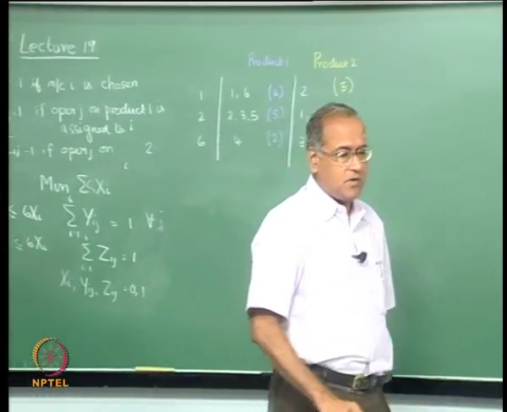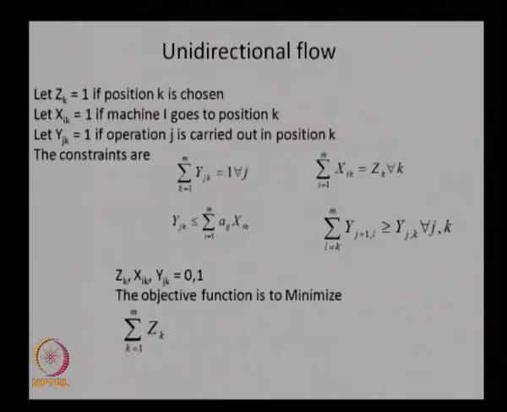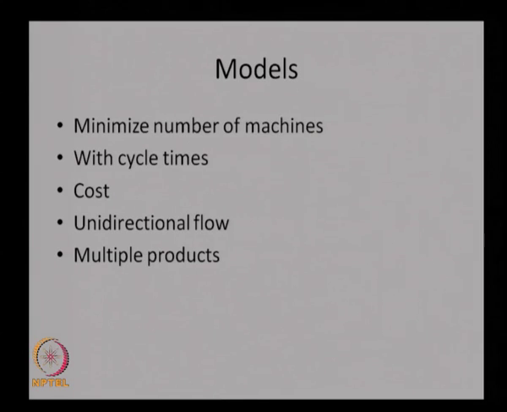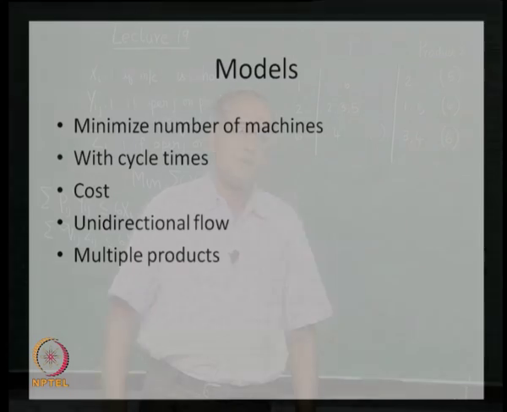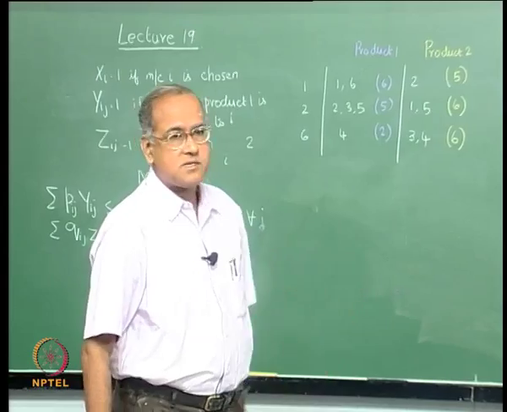So, these are some of the models that we have seen which would look at product based cellular manufacturing. So, to sum it up, we have seen several models, all of these are shown here. To minimize number of machines, to create a cell that can carry out all the operations with cycle time restrictions, with cost restrictions, with unidirectional flow and considering multiple products. Several combinations of these can also lead to intermediate models, but all these can be solved optimally.